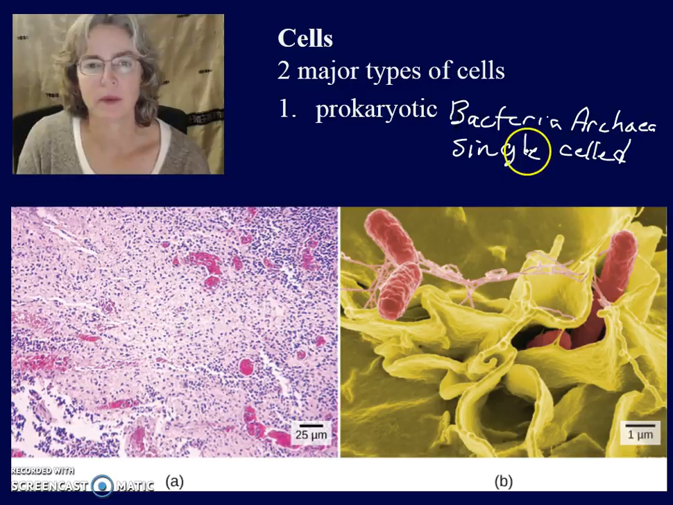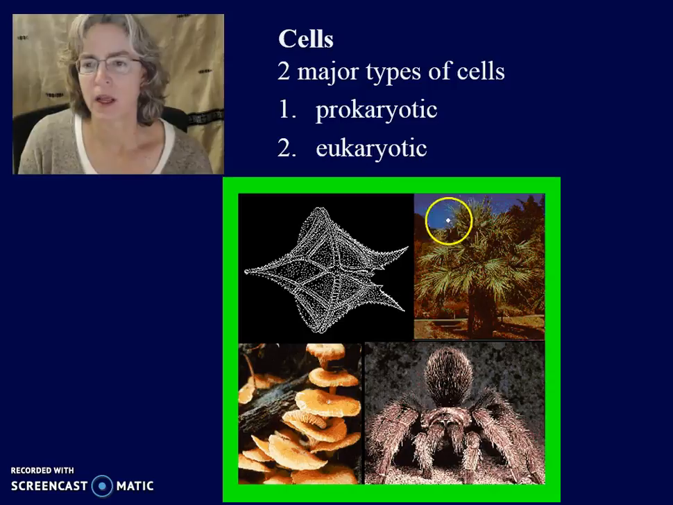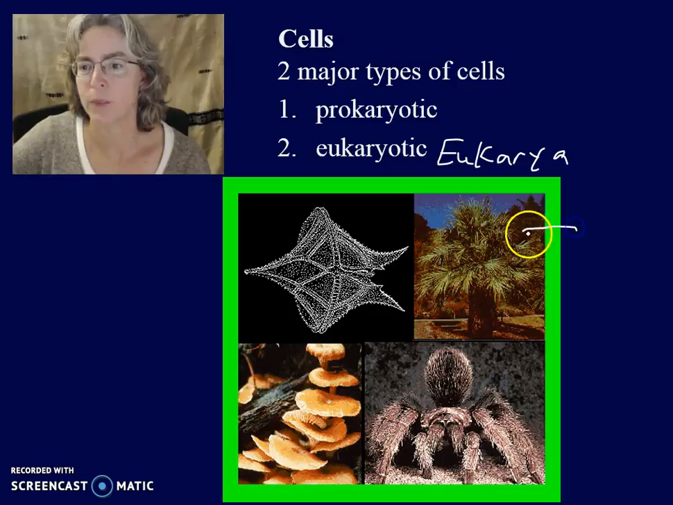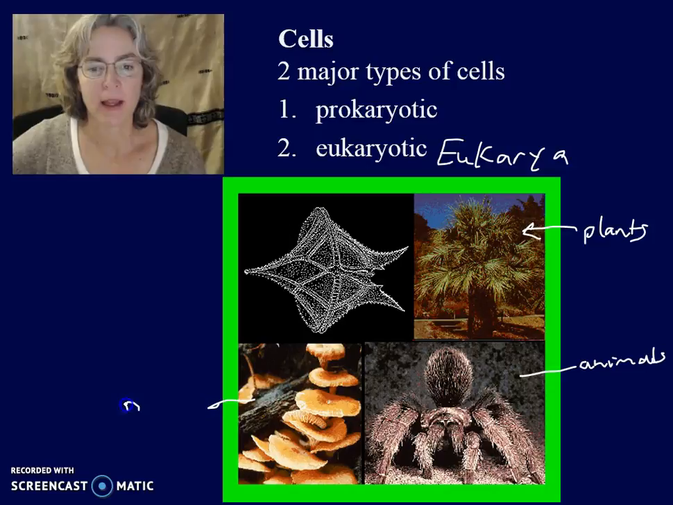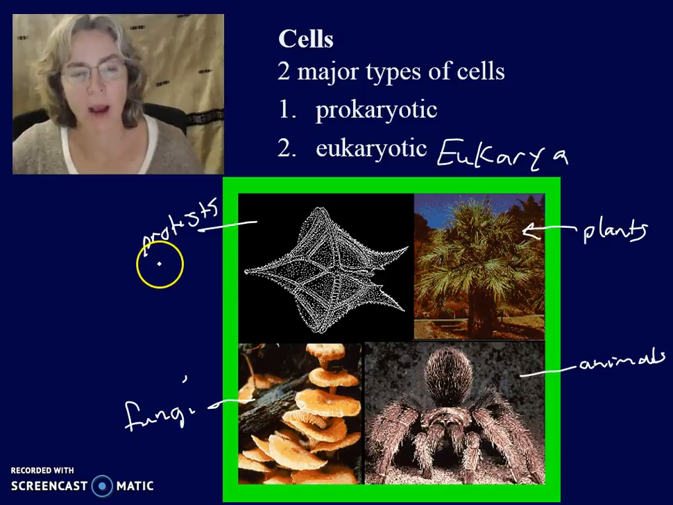Okay, so this video is going to be about the second type, eukaryotic cells. So eukaryotic cells, the domain eukarya has eukaryotic cells. So the groups in eukarya would be plants, animals, fungi and protists. You probably recognize plants, animals, and fungi. Protists, examples of protists would be amoebas, algae, slime molds, yeast.